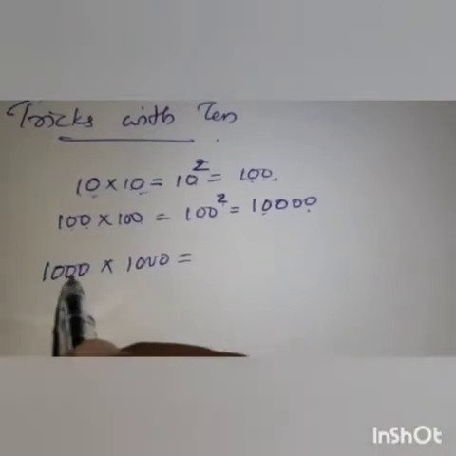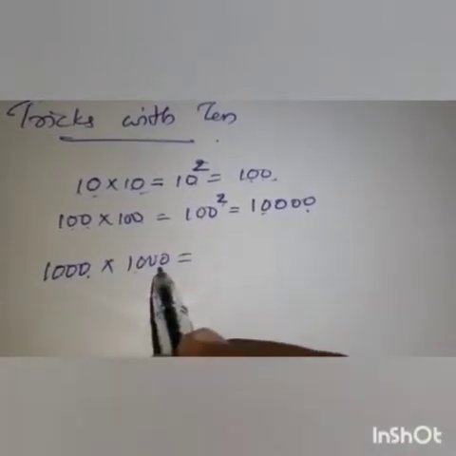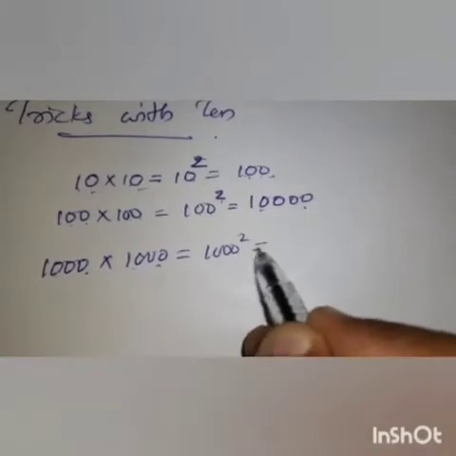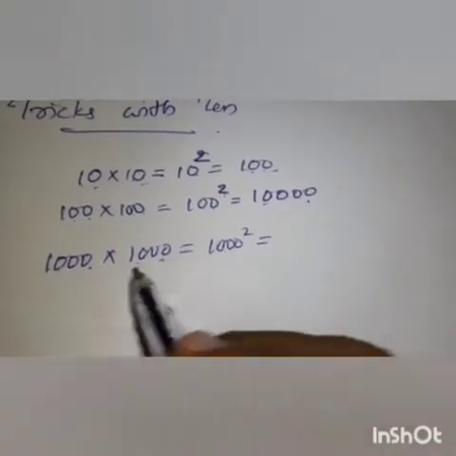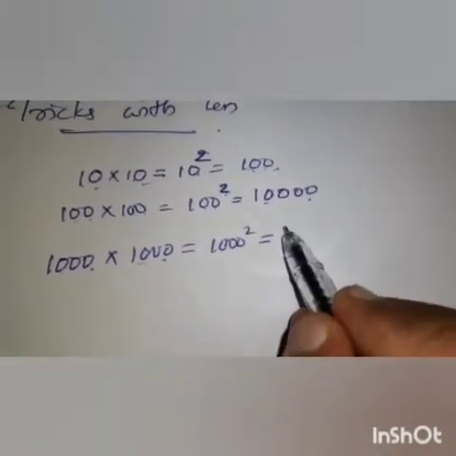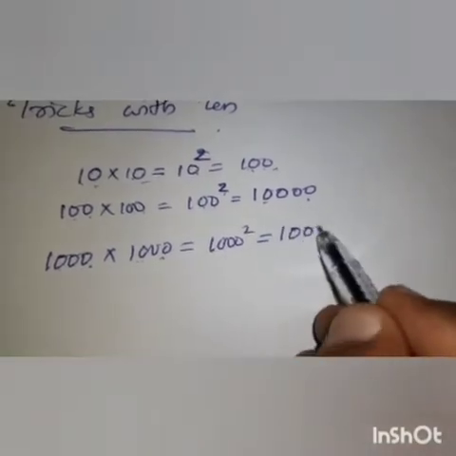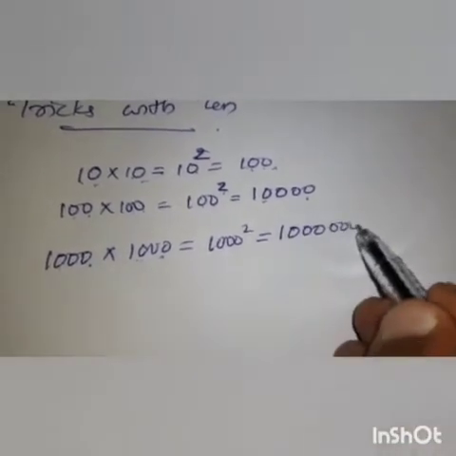How many zeros here? Here 3 and here also 3. So in 1000 squared, how many zeros will come? 6 zeros should be there, 1 followed by 6 zeros.